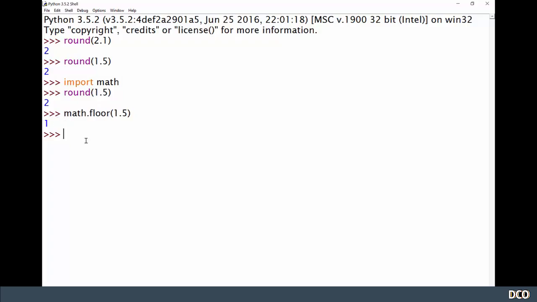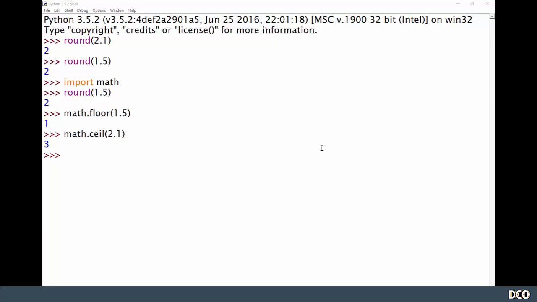Likewise, if I do, I don't know, math.ceil of 2.1, that's going to round up to 3. Ceil is short for ceiling, like the ceiling in a room. So instead of rounding down to 2, which it would normally do, like up here, it's rounded up to the next integer, which was 3.